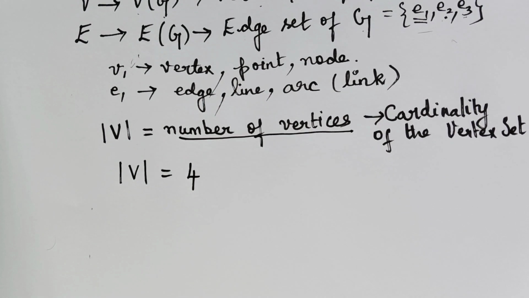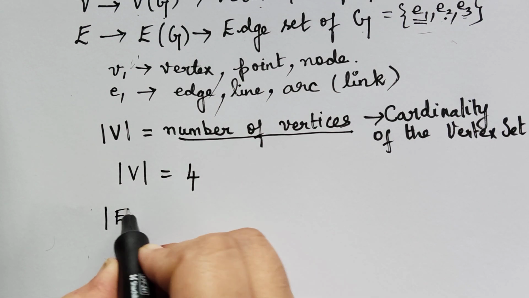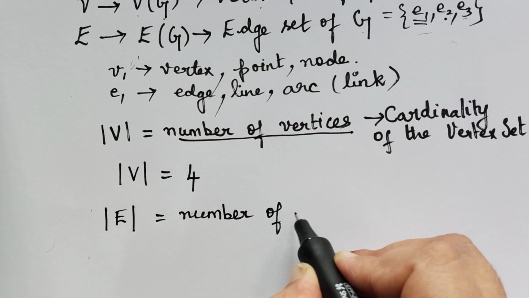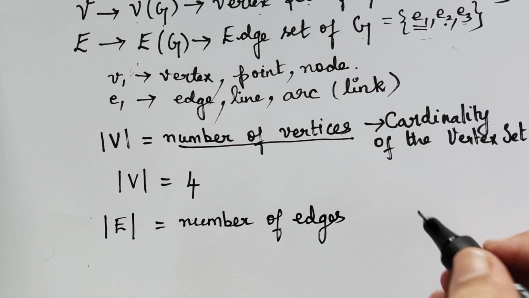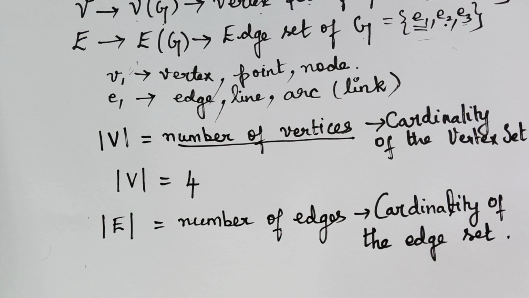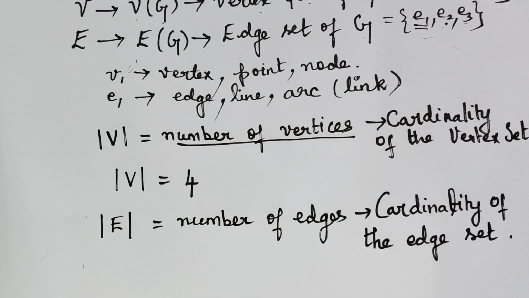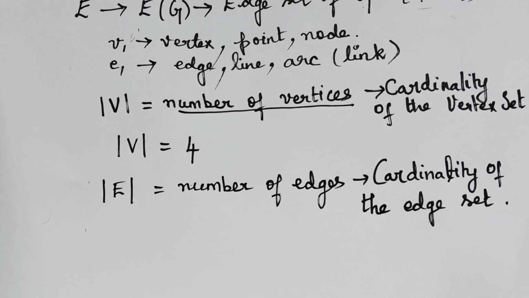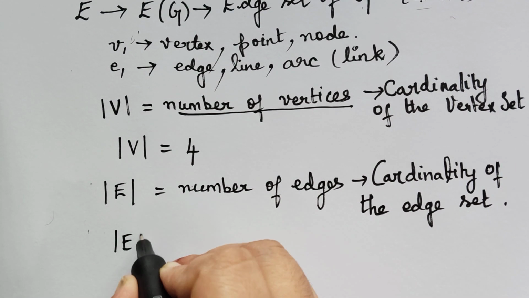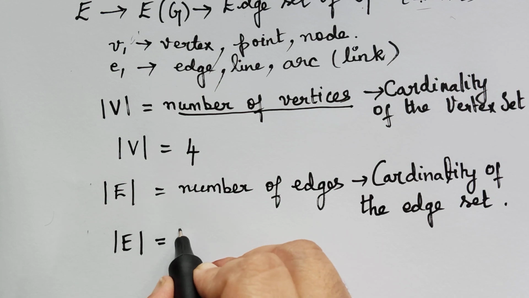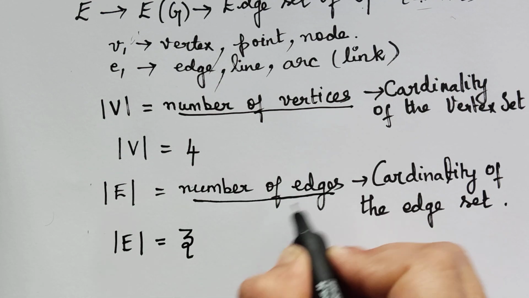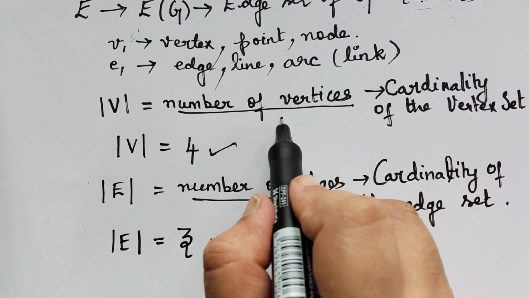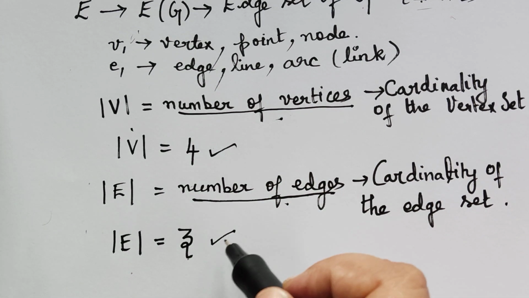Now, in a similar way, modulus of E will represent the number of edges, so the cardinality of the edge set. For this given graph, how many edges are there? 1, 2, and 3. There are 3 edges. So modulus of E, the cardinality of the edge set, will be equal to 3. So these are the representations for the number of vertices and number of edges of a graph G.